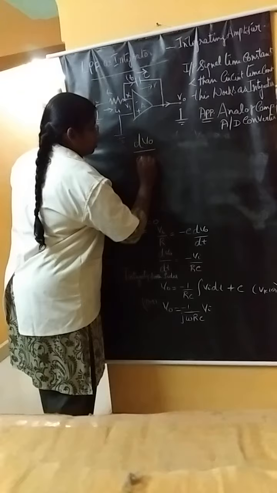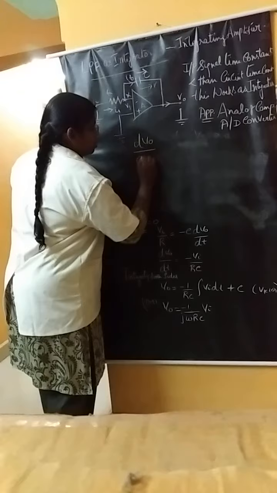Now, when an input is given, the capacitor is charged. In the second condition, when the capacitor is charged, charge Q is equal to CV. The current across the capacitor, IC, is equal to dQ by dt. Substituting Q equal to CV, we get d of CV by dt. C is constant, therefore C into dV by dt is known as IF, the capacitor current.